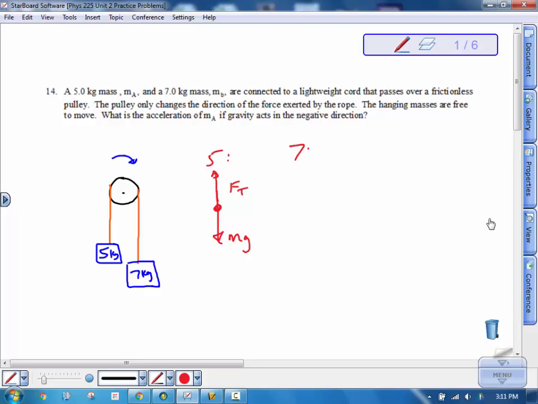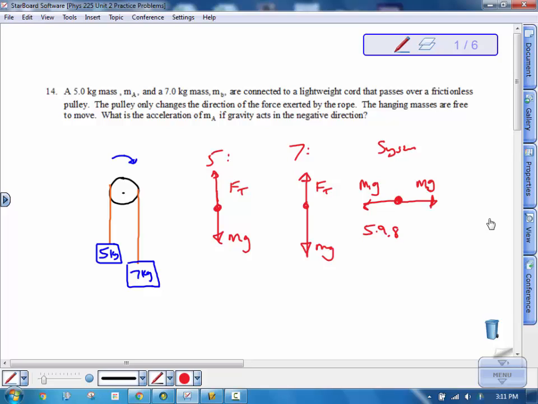For this 7 kilogram mass, you have a free body diagram that has mg pulling down, which is going to be bigger than the tension force pulling up. And then for the system, you represent the system as a dot, both masses. There's only two opposing forces. One is mass times g, I'll call it m2g. And I'll call this first one m1g, where it's going to be the mass of 5 kilograms.